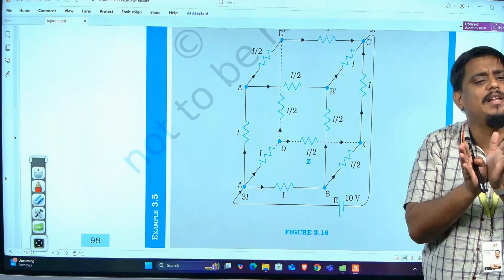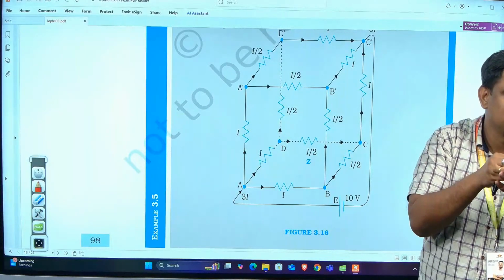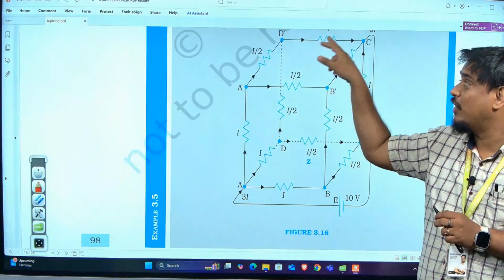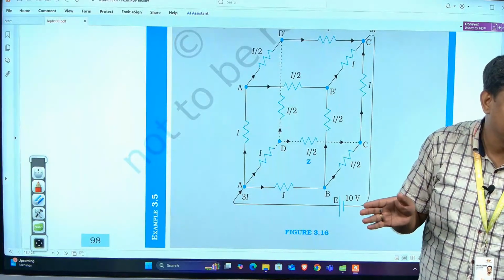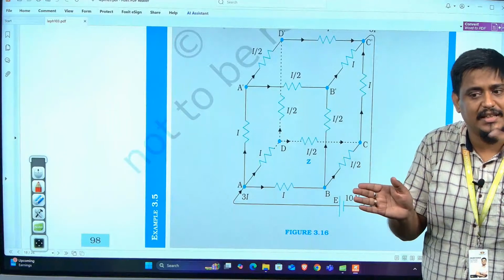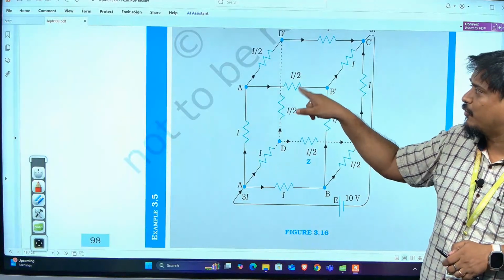See, why is it dividing equally? All resistances are the same. If all the resistances had been different, what will happen? It will divide the current accordingly. Where there is more resistance, less current will go; where there is less resistance, more current will go. But in the question they have told identical resistance.